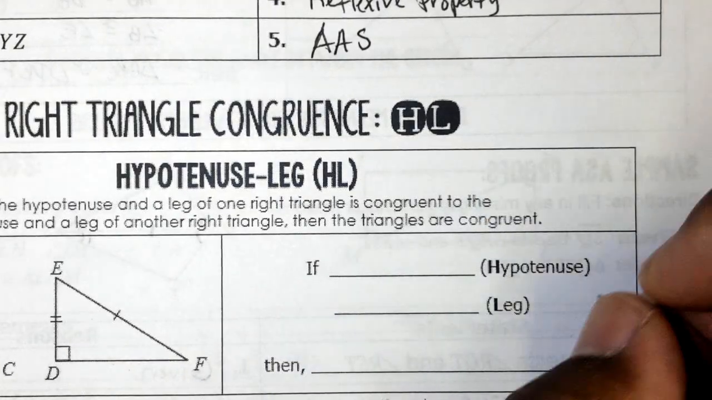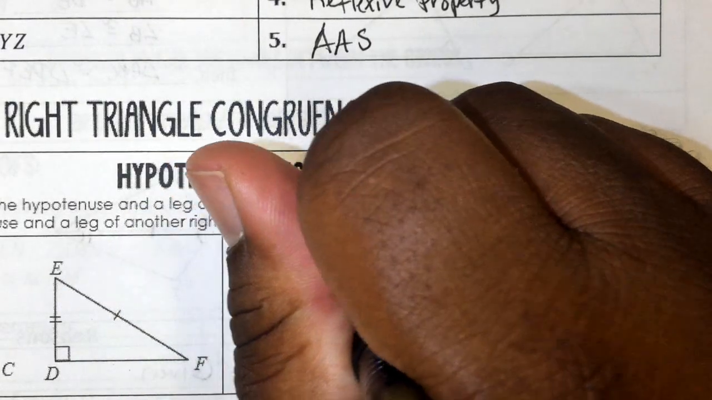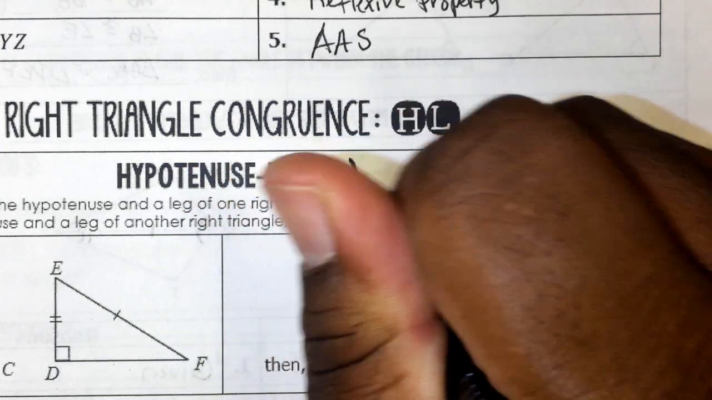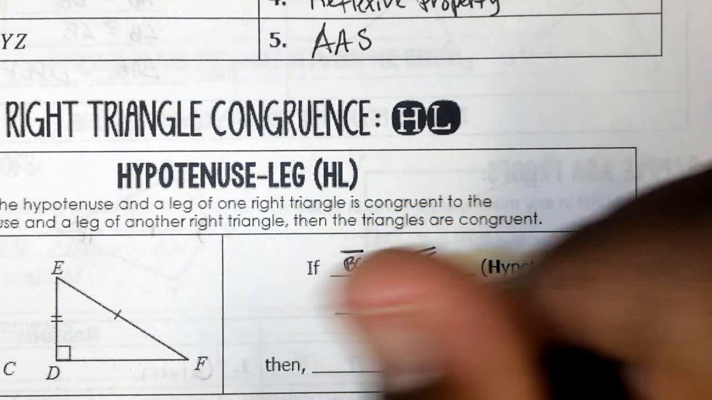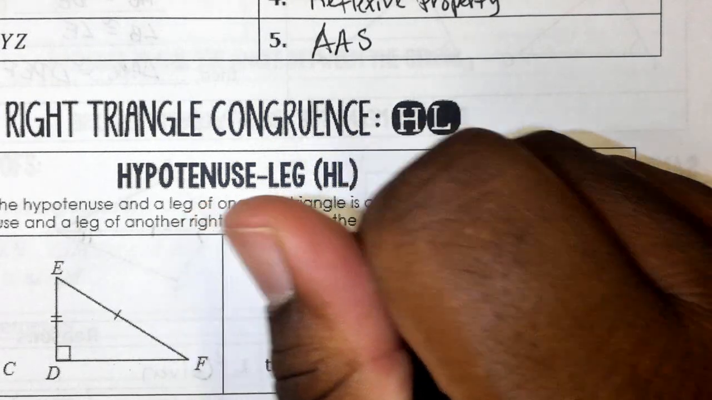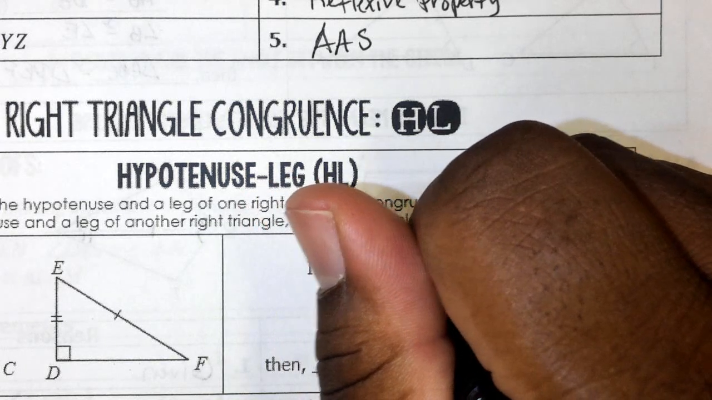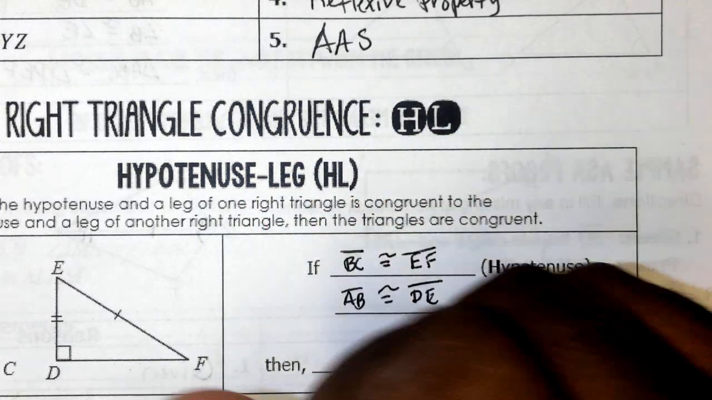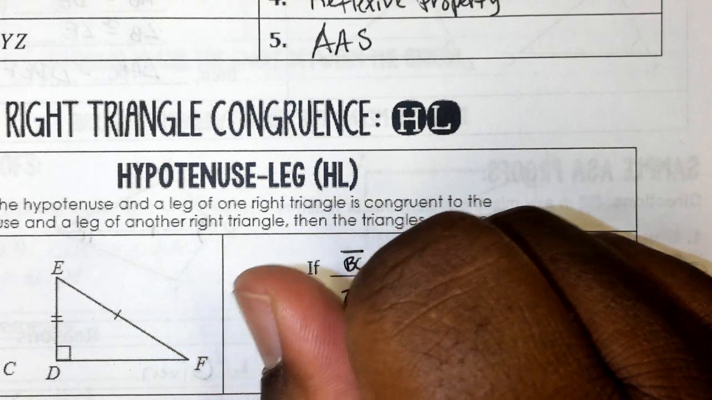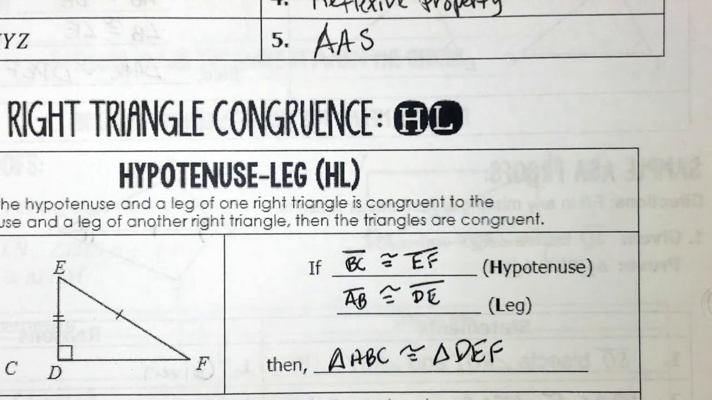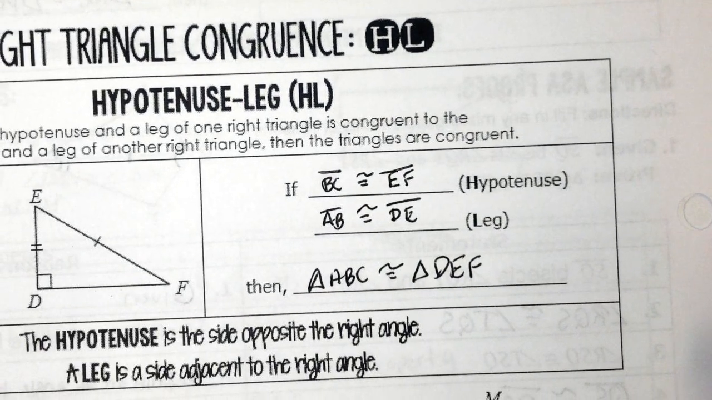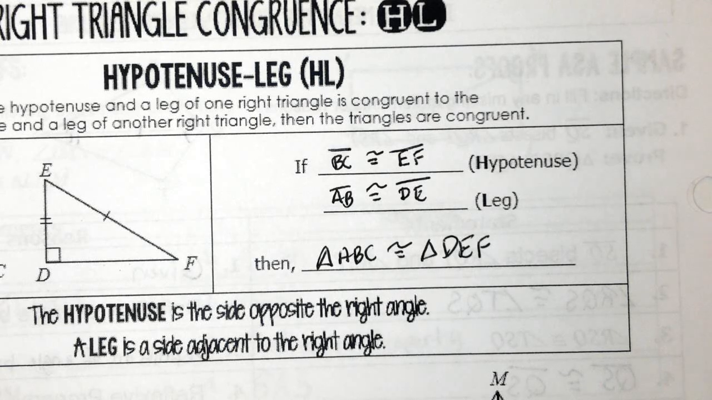It says if, and this is the hypotenuse out to the side, BC is congruent to EF. And the leg, in this case, AB is congruent to DE. Then triangle ABC is congruent to triangle DEF by the hypotenuse-leg theorem. The hypotenuse is the side opposite of a right angle. If you didn't know, the leg is one of the sides adjacent to the right angle.